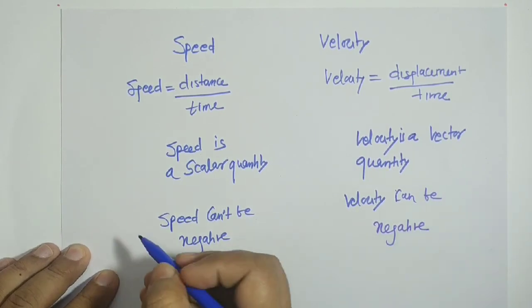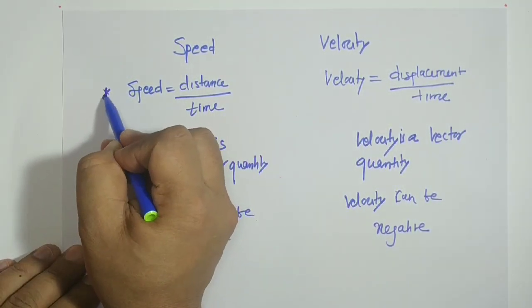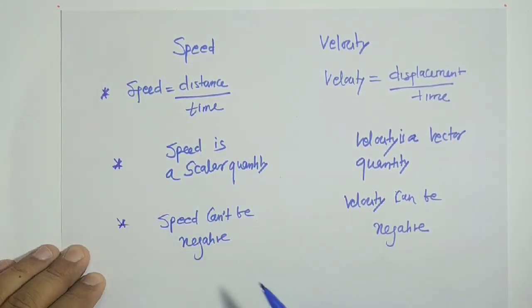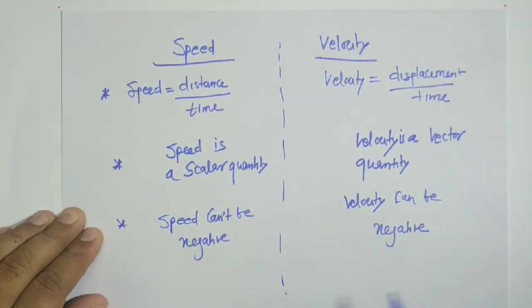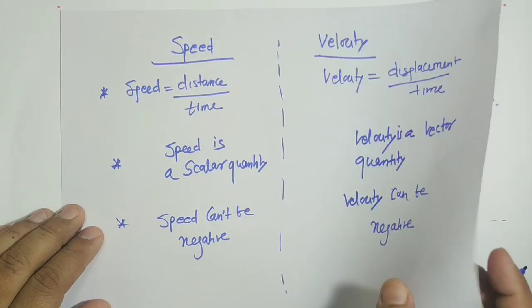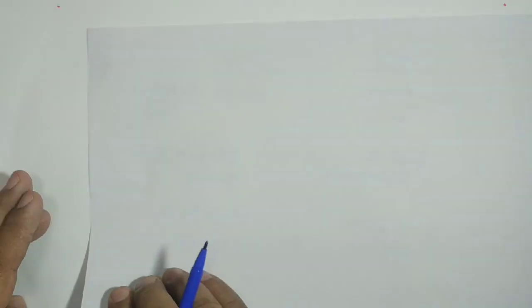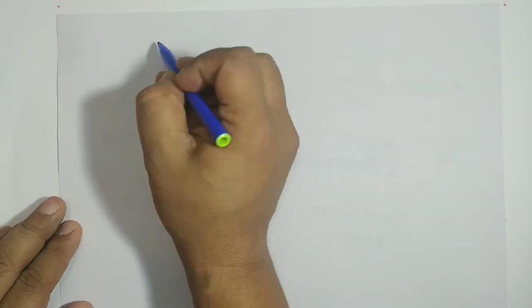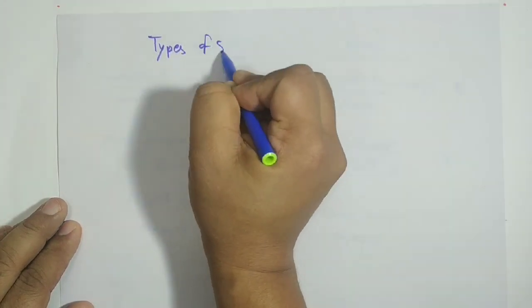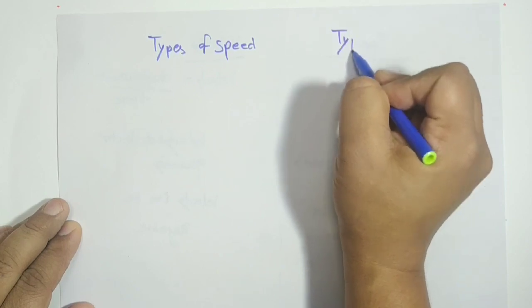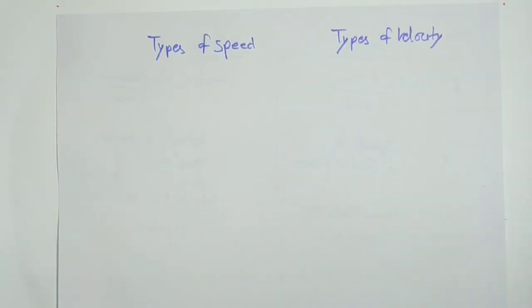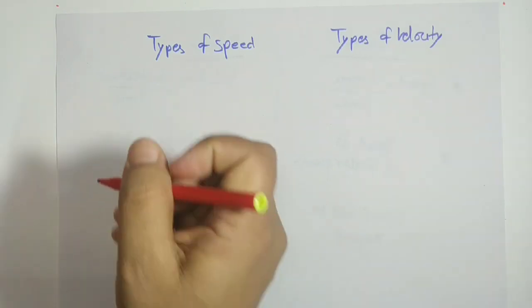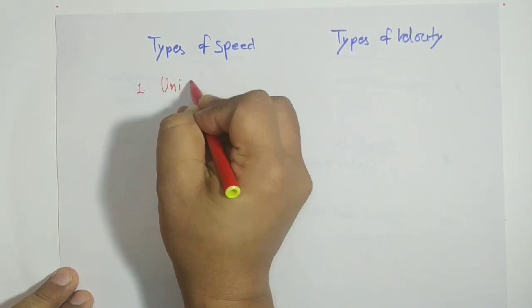So speed is a scalar quantity and can't be negative, and velocity is a vector. Sometimes speed is the magnitude of velocity. Now, if I ask you the types of speed and types of velocity, you have generally heard about 4 types of speed. One is uniform speed.